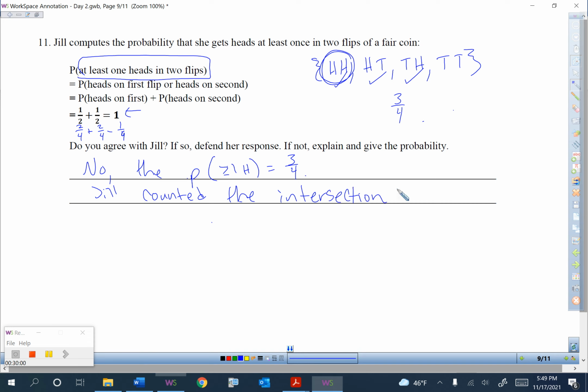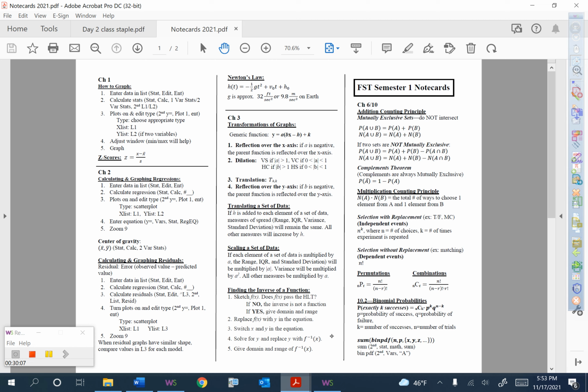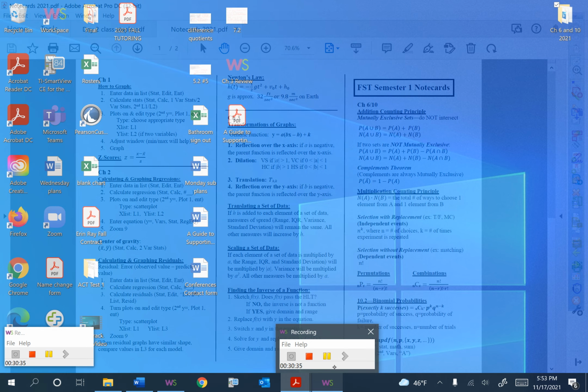So I'm going to have you go to your note card and show you what this is on our formula. Going back here, if we look at the addition counting principle, yes, we can add the probabilities to get the union, but only if they're mutually exclusive events. Because we can have heads happen on the first one and heads happen on the second one at the same time, these go in the group where not mutually exclusive is happening. So you do have to subtract off that intersection if you're going to use the formula. Be careful of that.